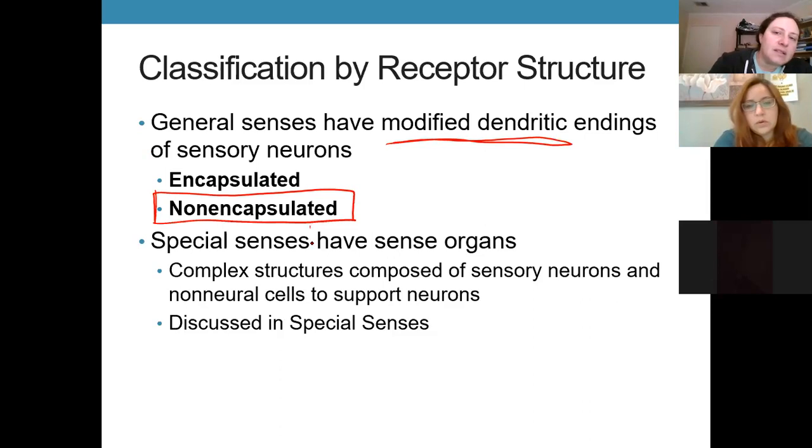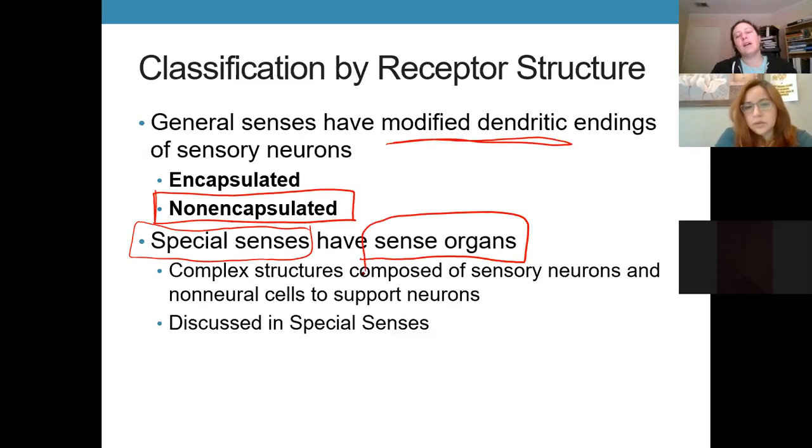Now with special senses, it's a little bit different. Special senses have sense organs, so they have entire structures that are specifically organized to help us detect those special sensory things. We'll talk about that when we get to special senses, so don't worry about eyes, ears, taste, smell, or vestibular sense yet. We're just looking at the general senses.